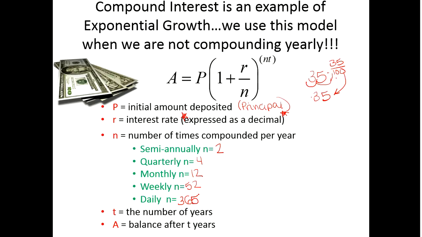What that means, that is the number of times that the money you're going to gain interest in that year. So most of the time you'll find that monthly would be a common compounding amount, because that's usually how your savings accounts compound. T is the number of years, so that's the number of years you're going to leave it in there. And then A is the balance after T number of years, depending on what that is.